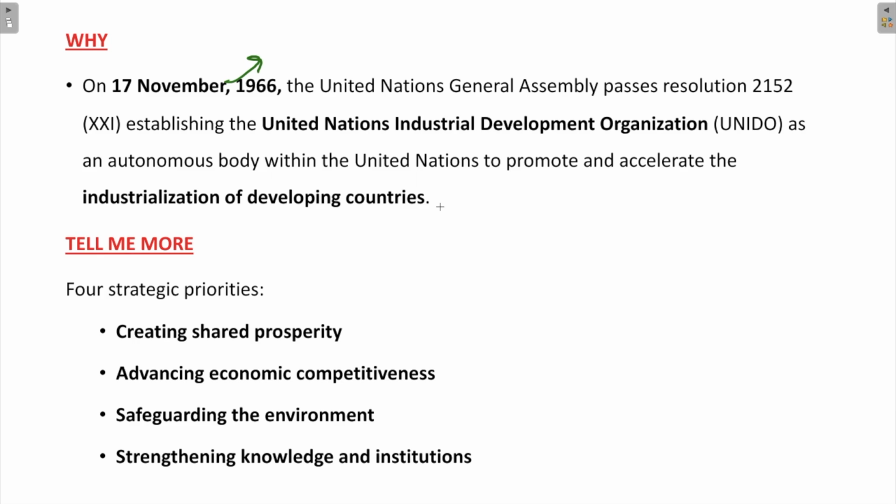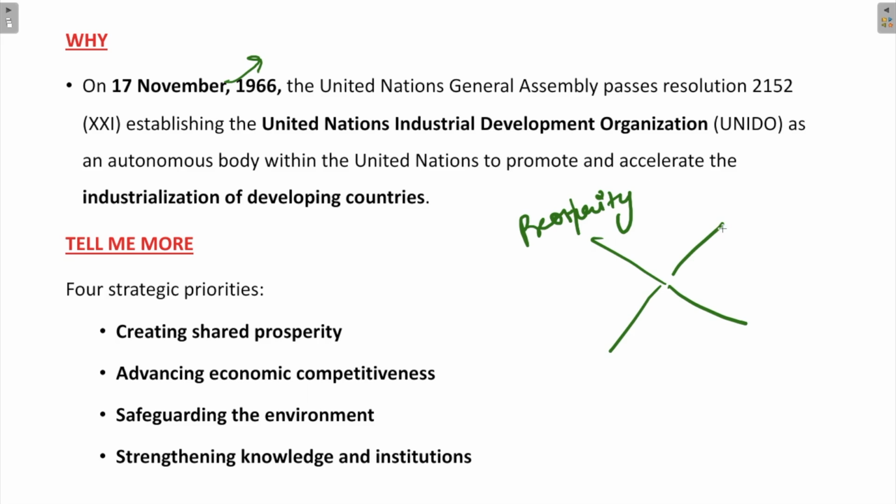And what are the four strategic priorities, or the four areas of this organization? So the first focus area is creating shared prosperity. If one developing country is achieving something, the same development should be shared with the other countries as well.